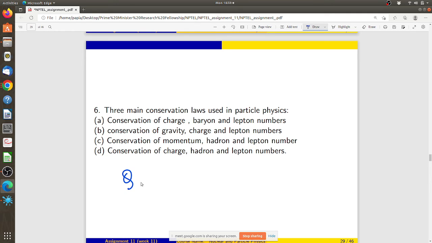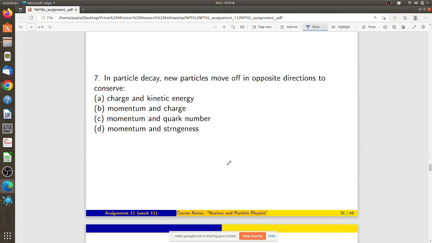So charge, baryon and lepton number, obviously I have told you that Q, B, and N will have to be conserved in any nuclear reaction. I used this concept here. So that's why. Okay. Now coming to the second one. It's a very simple question.